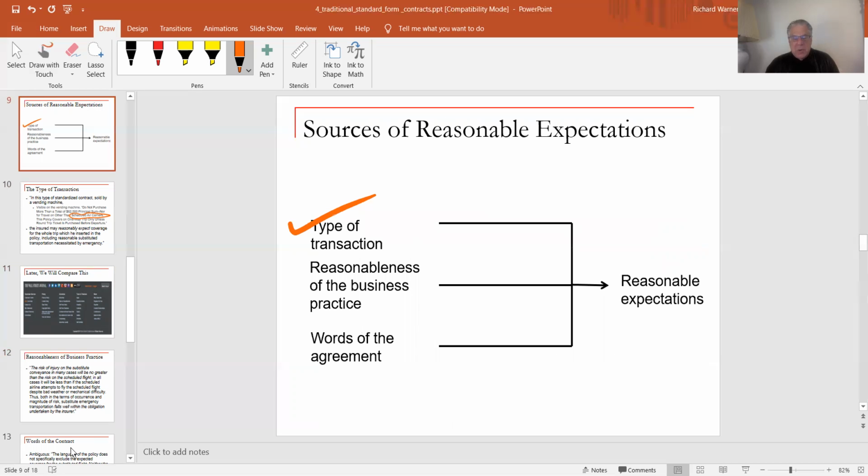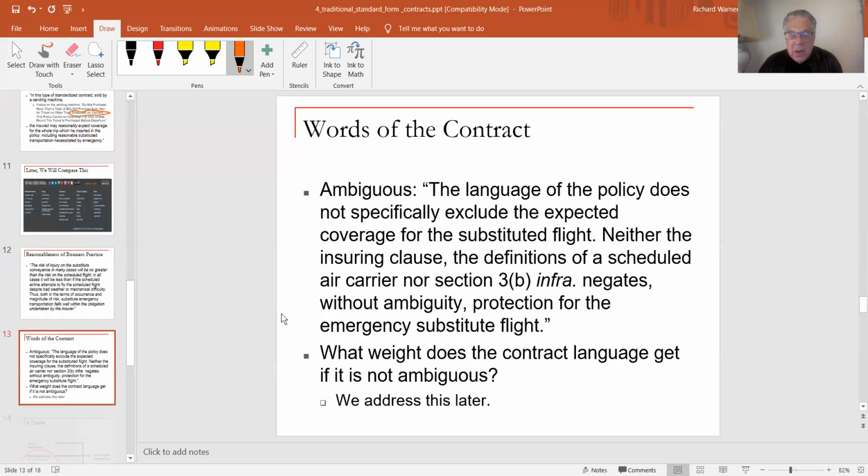So now let's go back so that we've done this one. There, we've done that one. So let's look at words of the agreement. This one, as when we get to online contracting, starts to play a major role in our assessment of reasonable expectations. It's not going to do so here in this case because the court is going to find the words ambiguous.